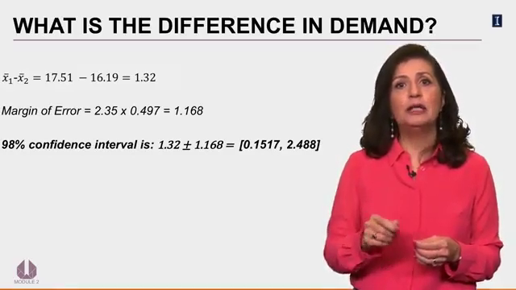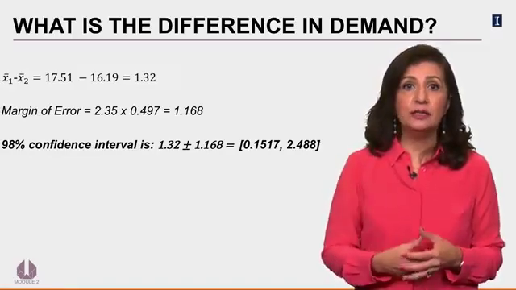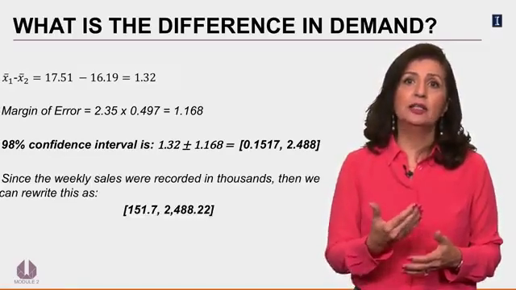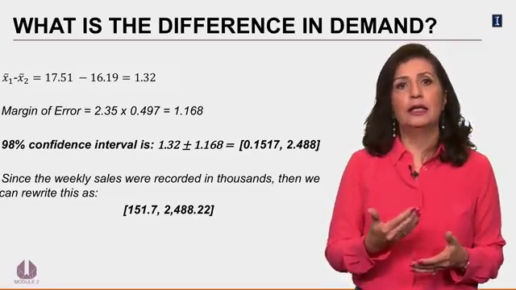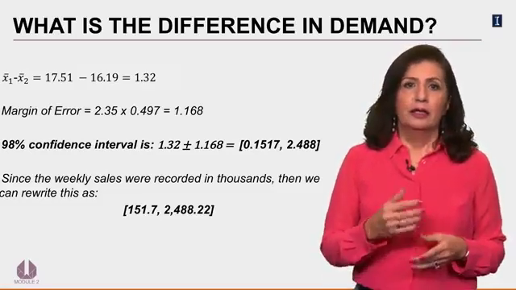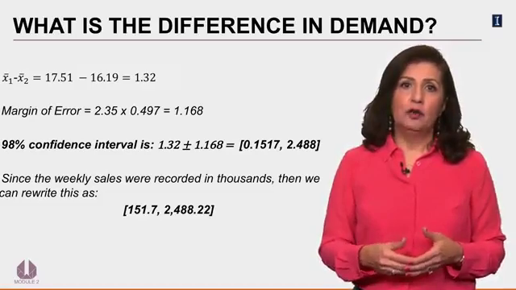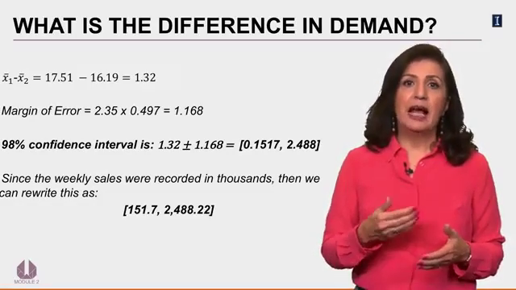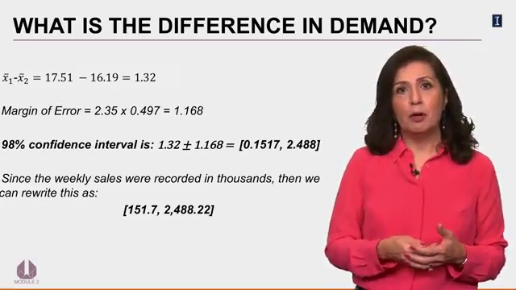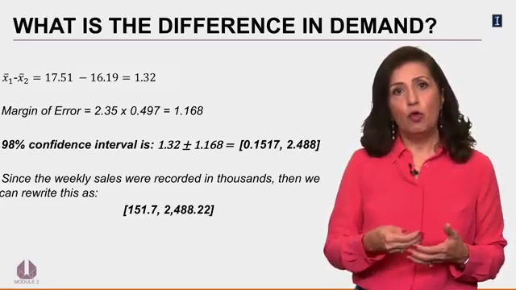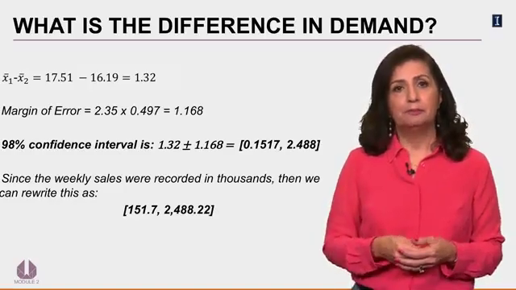And since the weekly sales were recorded in thousands, then we rewrite this as 151.7 to 2,488.22. In another word, we can be 98% confident the difference between average weekly demand for the new item is at the minimum 151.7 units more than the regular item.